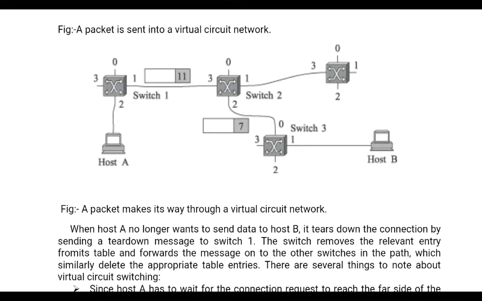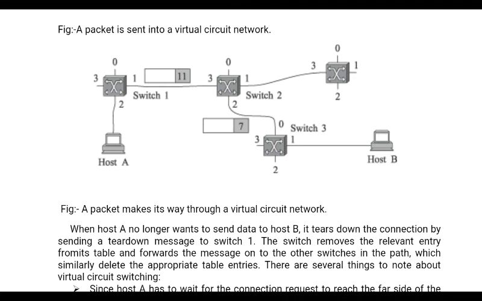Is it clear? So it knows that. Now the switch 3 is going to forward this acknowledgement to switch 2. At that time it is going to put the information about the VCI which it has chosen for this particular connection. Now switch 2 knows that switch 3 has chosen the VCI 7 for this particular connection in between switch 2 and switch 3.